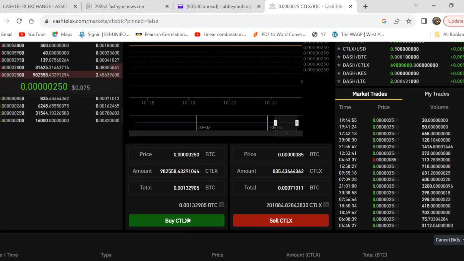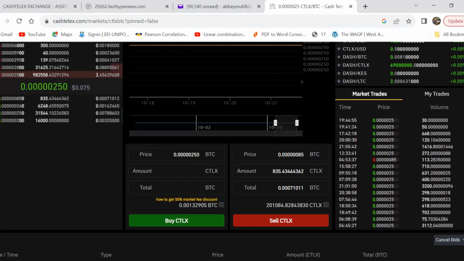So now I have this total number of Bitcoin in my exchange, 0.0013 Bitcoin. Now if I want to place a trade, I've seen the market. I've seen that one CTLX is being sold at 0.000250. I want to buy a small amount from what I have at this rate. So what I will do now is go to this your CTLX.